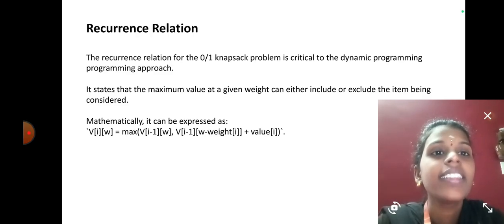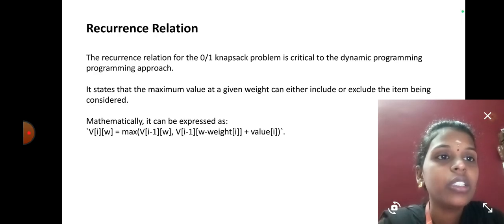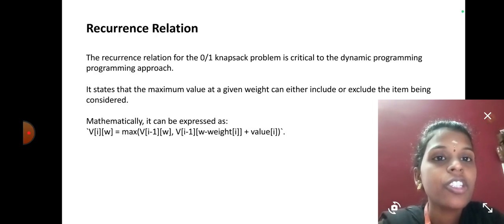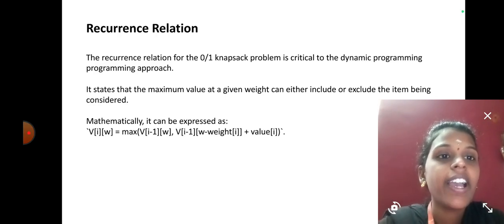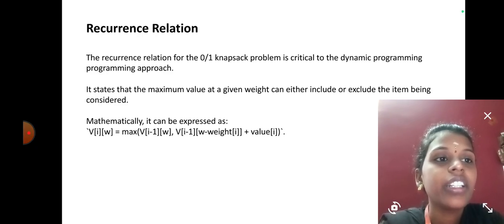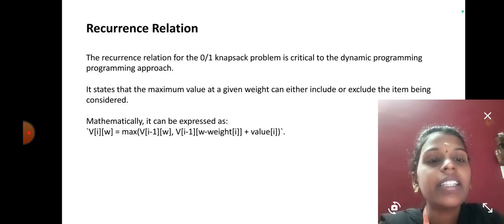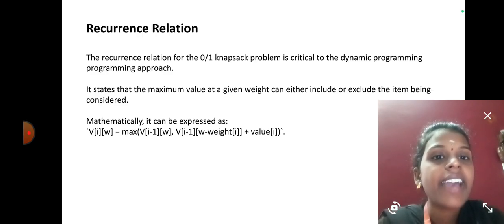Recurrence relation. The recurrence relation for the 0/1 knapsack problem is critical to the dynamic programming approach. It states that the maximum value at a given weight can either include or exclude the item being considered. Mathematically, it can be expressed as V[i][w] equals max of V[i-1][w], V[i-1][w - weight of i] plus value of i.